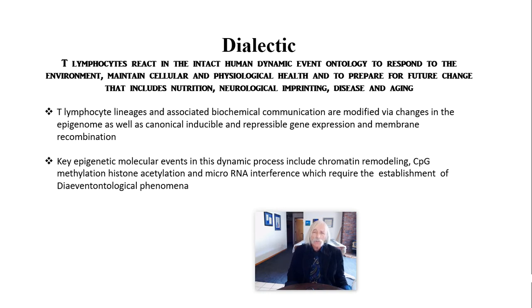T lymphocyte lineages and associated biochemical communication are modified via changes in the epigenome, as well as in canonical, inducible, and repressible gene expression. This just has to do with repressors and inducers of genes as it relates to the promoter enhancer regions at the transcriptional level, and also at the level of chromatin remodeling, and even the epigenomic alteration of chromatin remodeling, acetylation, methylation being key features. And of course, membrane recombination. Membrane recombination is a term I've coined because when membranes are resynthesized and reorganized, they're not just made one lipid at a time, although that can occur too because of the fluid dynamic changes at the microsecond level.